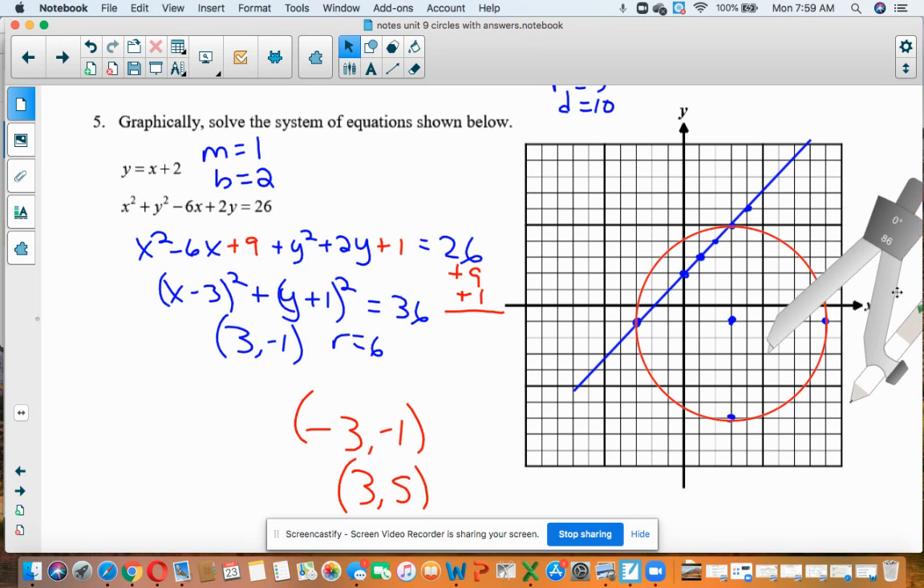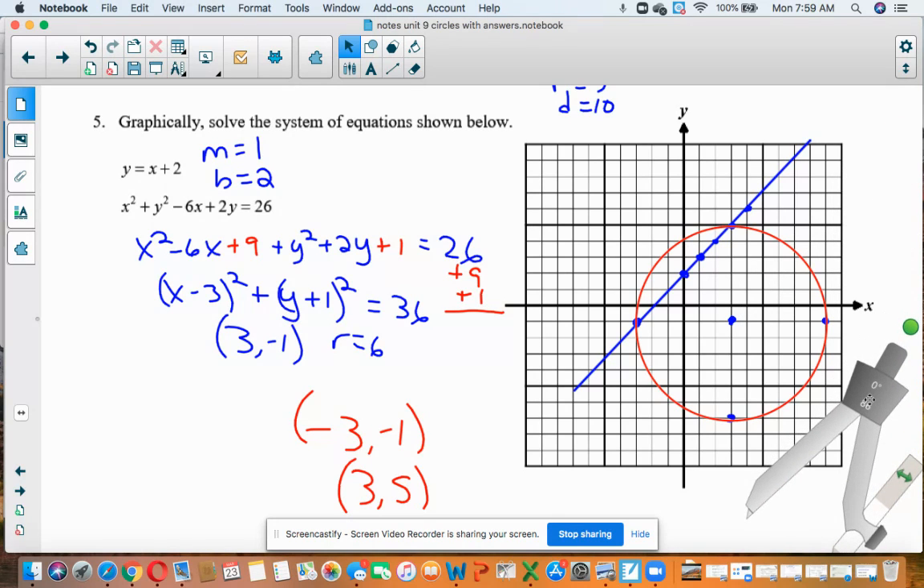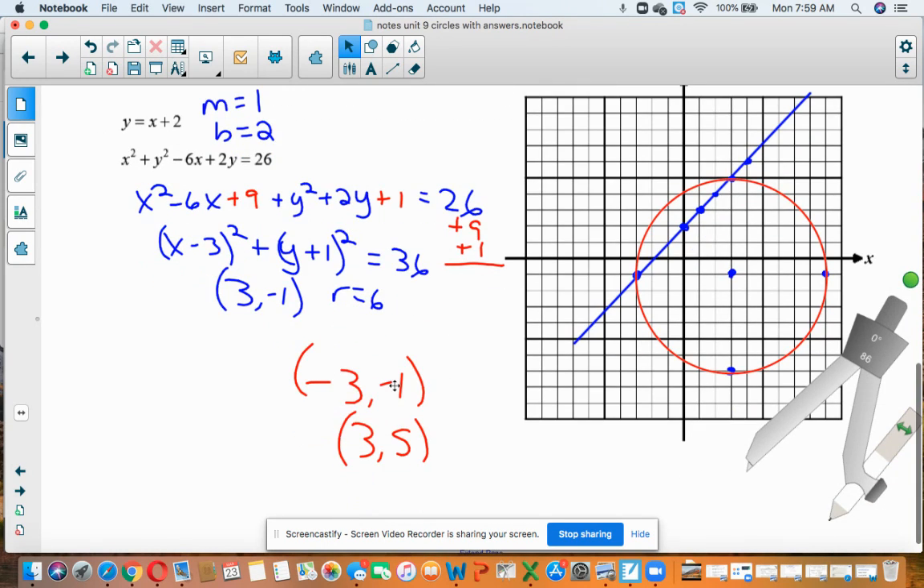So I go to 3, negative 1. And let me just move this compass out of the way right there. If you don't have a compass, you're just going to draw your circle as best you can. It does not need to be perfect. My center is 3, negative 1. My radius is 6, so I went 6 to the right, I drew a point. 6 up, I drew a point. 6 to the left, I drew a point. And then 6 down, I drew a point. I draw my circle, but I really want my points of intersection, or where the circle and the line meet. So my points of intersection are negative 3, negative 1, and 3, 5.